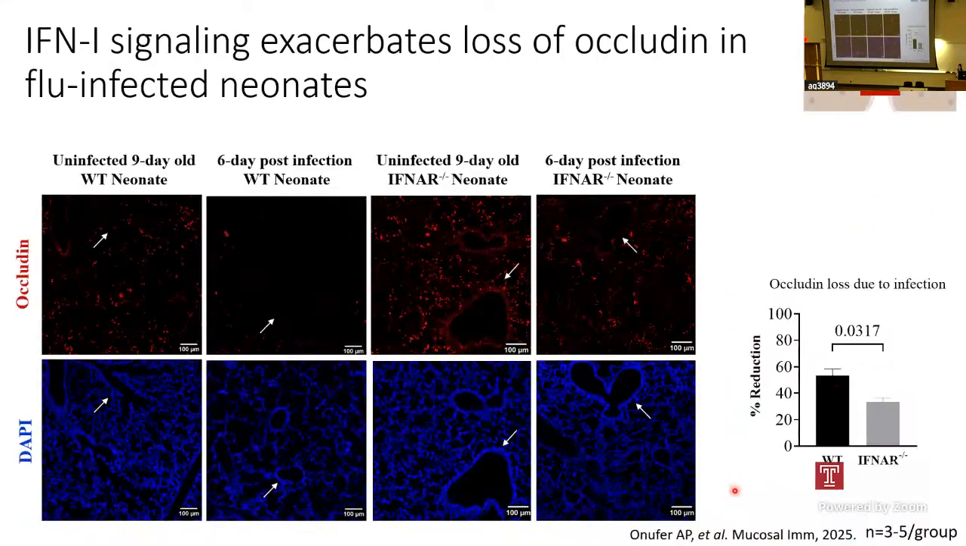And we were able to quantify the reduction in occludin due to infection by comparing the mean fluorescent intensity from an uninfected control to the 6-day post-infection. And we do find that the wild-type neonates lose significantly more occludin, around 60% compared to the IFNAR.